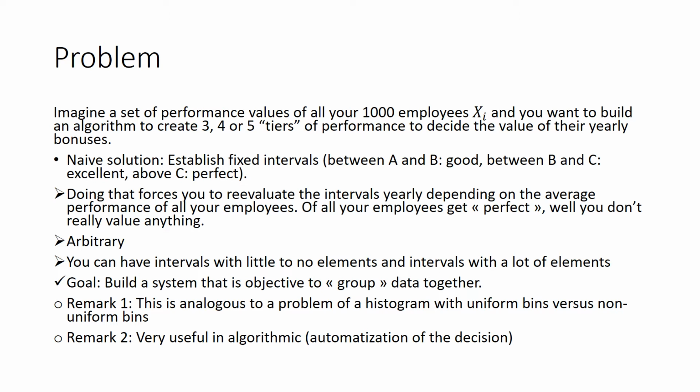So if you want to group samples like 1,000 employees, you can either use the naive solution, or you can build a system that is objective in order to group data together, in order to have a certain amount of employees that are between A and B, a certain amount of employees that are between B and C, and a certain amount of employees that are above C. And that way the system will be dynamically selected from the performance of all the employees.